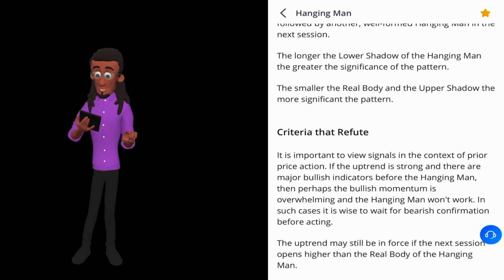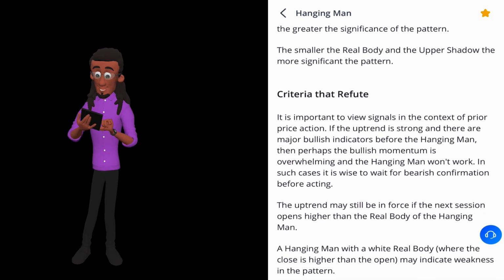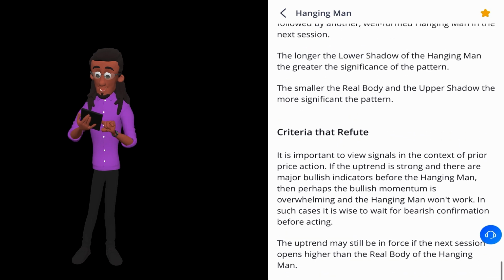Criteria that refute. You can see the hanging man candle, but there are some signals that this is not what you think it is or want it to be. It's important to view signals in context of prior price action. That's why we have trend lines, support and resistance. What is the market structure? All of this matters when we're looking at candles. If the uptrend is strong and there are major bullish indicators before the hanging man, then perhaps the bullish momentum is overwhelming and the hanging man won't work. In such cases, it is wise to wait for bearish confirmation before acting.